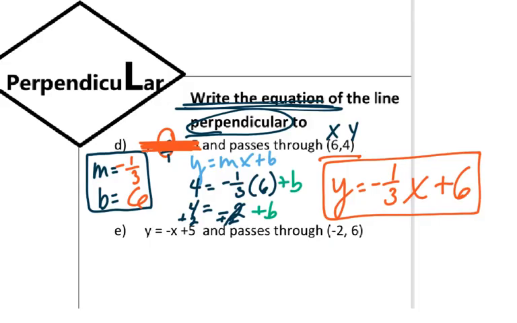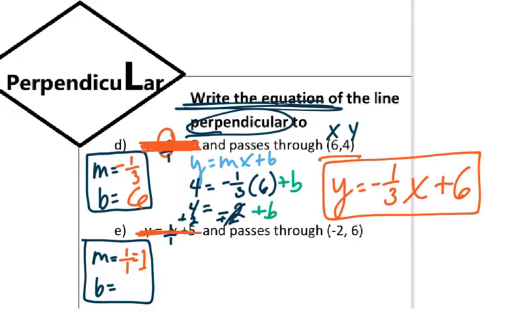Go ahead and try letter E. I'll start you off with letter E though. In letter E, we start by needing a slope and we need a y-intercept. So my current slope is a negative 1/1, which means my perpendicular slope, if we flipped a 1/1 and we changed the sign, it was negative, so now it's positive. 1 divided by 1 is just a positive 1.